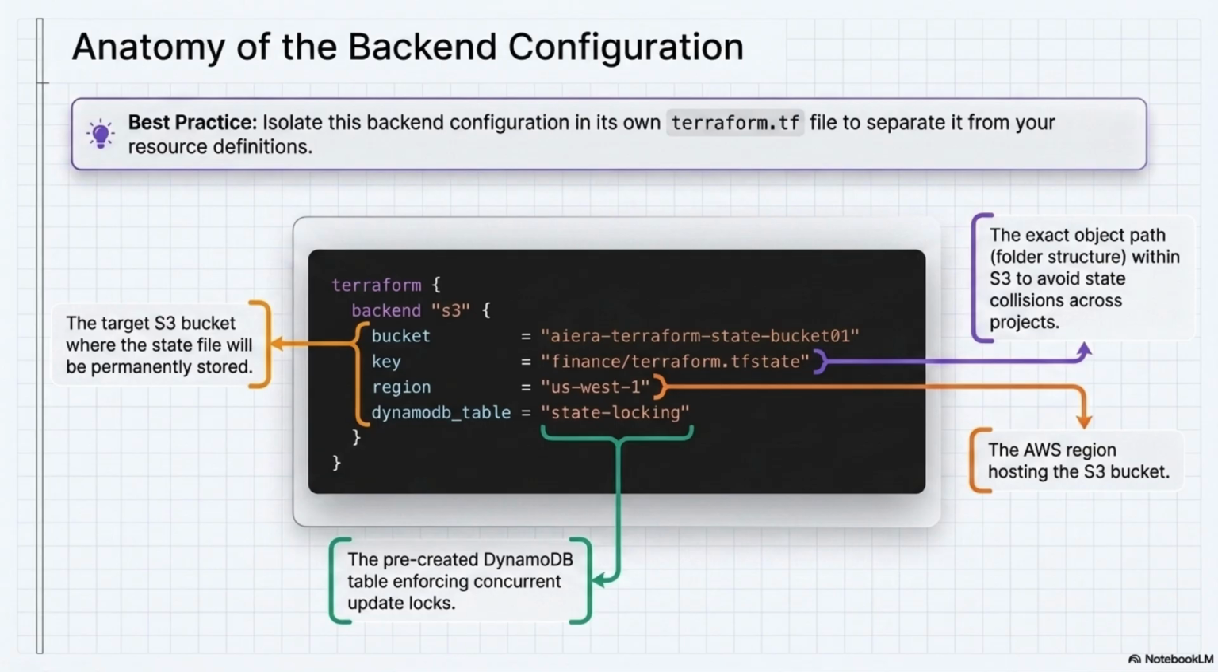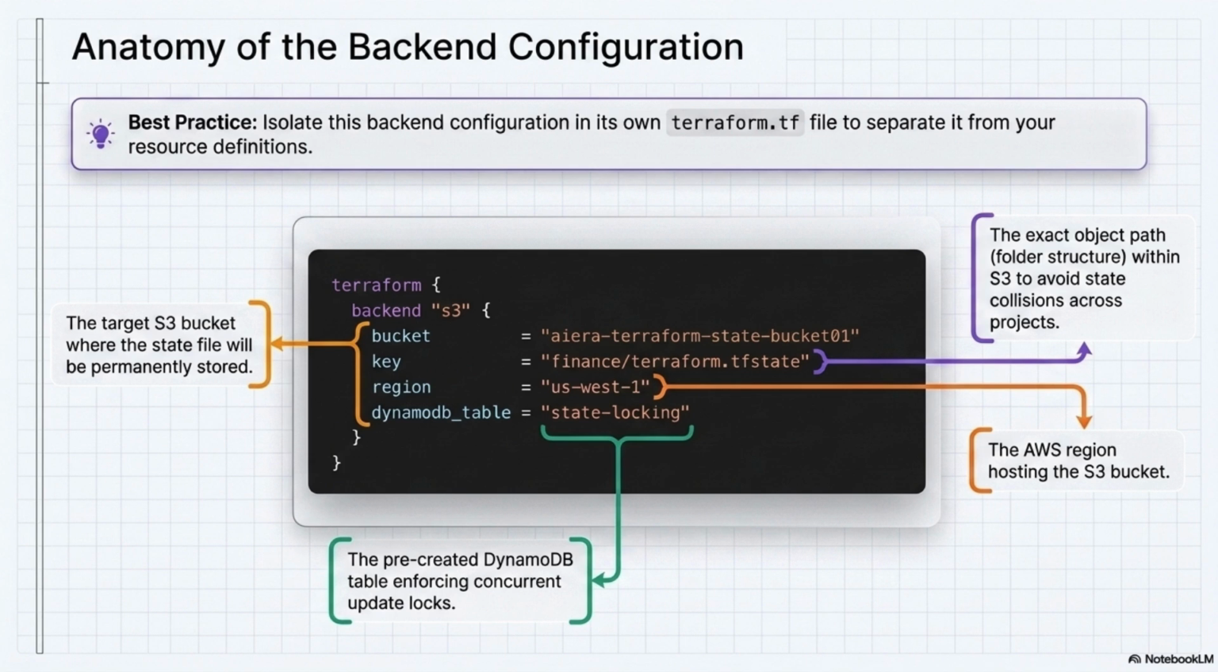Anatomy of the backend configuration. Inside Terraform, you define the S3 bucket, the key path, the region, and the DynamoDB table. Best practice is to keep this configuration separate from your main code.